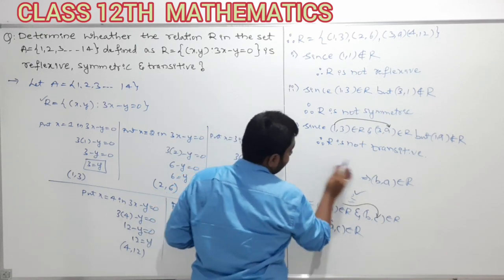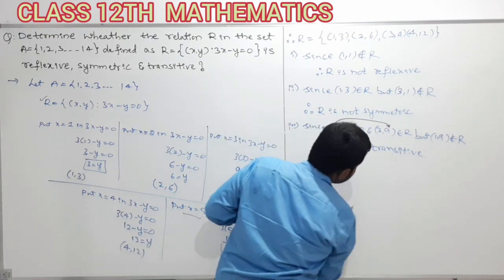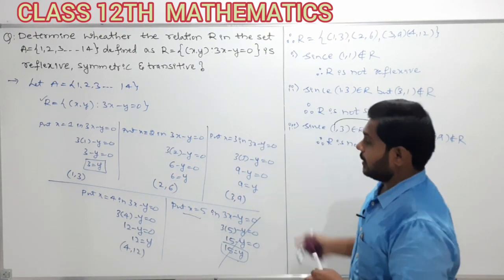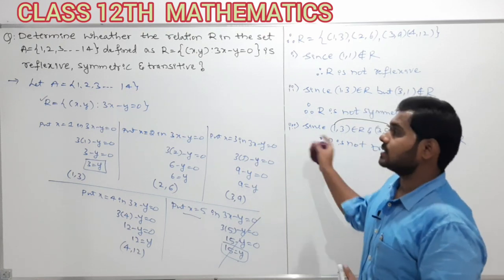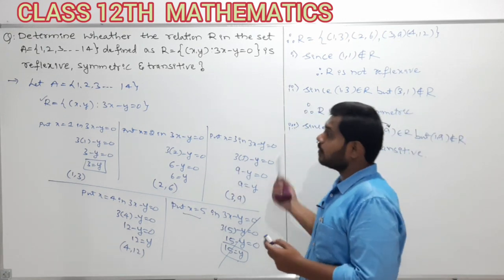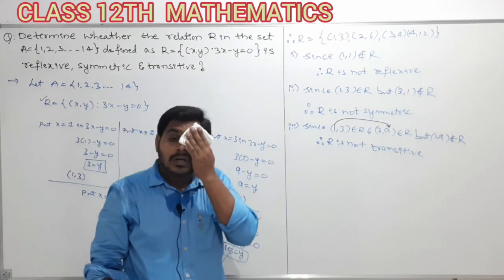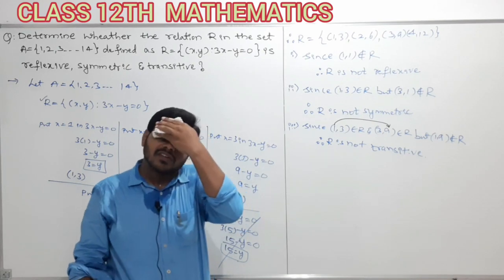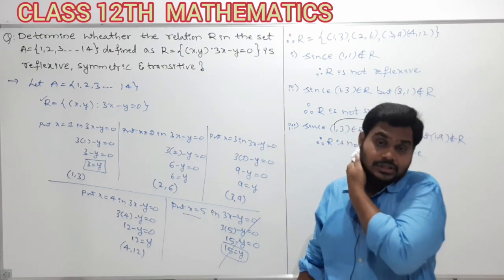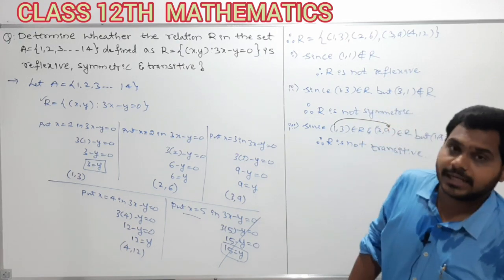This question carries 3 marks: 1 mark for reflexive, 1 mark for transitive, and 1 mark for symmetric. Clear? Like this you should solve, my dear students. Still, if you have any doubts, you can comment and I will reply. Very simple but very important also. In your annual examinations, such questions for 3 marks will be asked. It is easy for you only if you know the meaning of reflexive, symmetric, transitive. That is all you require. I hope you understood.